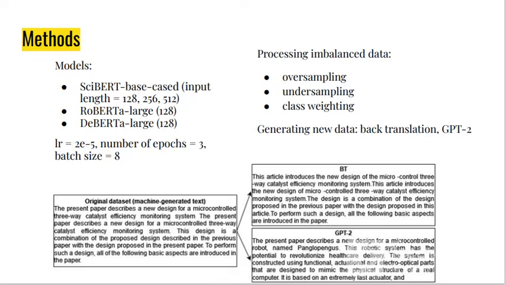We experimented with 3 BERT-based models, such as SciBERT, RoBERTa, and DeBERTa. Here you can see the parameters, and we explored some ways to handle class imbalance, such as random oversampling, undersampling, and class weighting. And also we tried to generate new data from the training set. Here we used back translation and zero-shot generation with GPT-2.